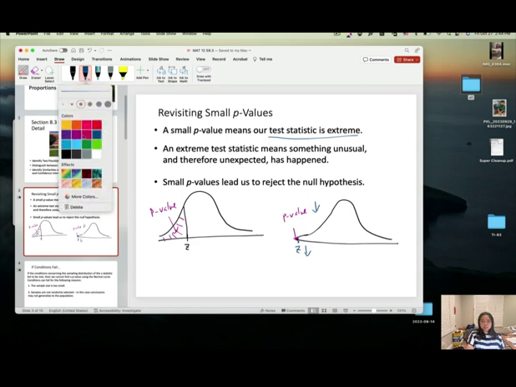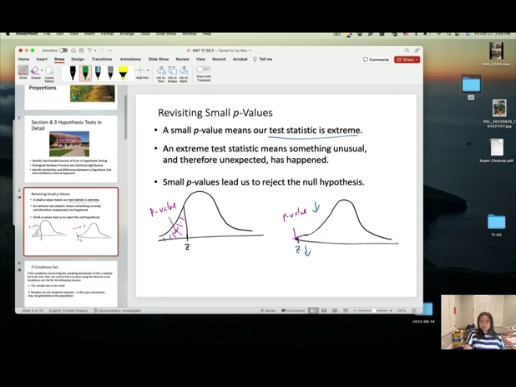So remember the picture from chapter 2, where we find usual and unusual. This is the maximum usual, and this one is the minimum usual. Or you could think of this as the mean plus 2 standard deviations, and this as the mean minus 2 standard deviations. Anything less than the minimum usual is called unusual, right? Or anything greater than the maximum usual is also called unusual. An extreme test statistic means the z here will be less than the minimum usual or greater than the maximum usual. And small p-values lead us to reject the null hypothesis.